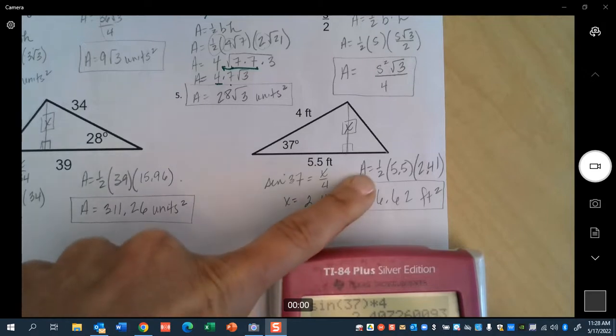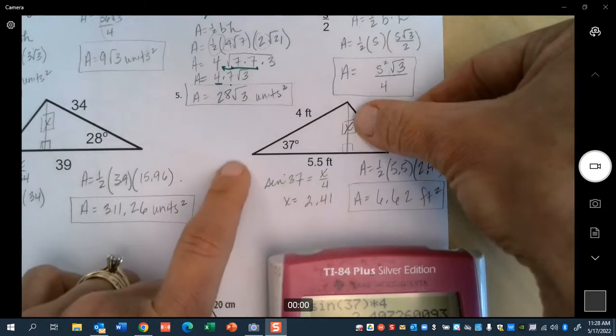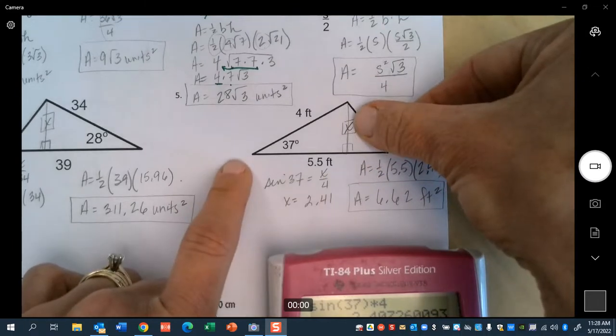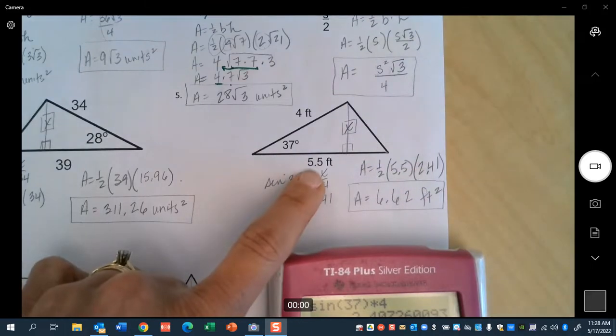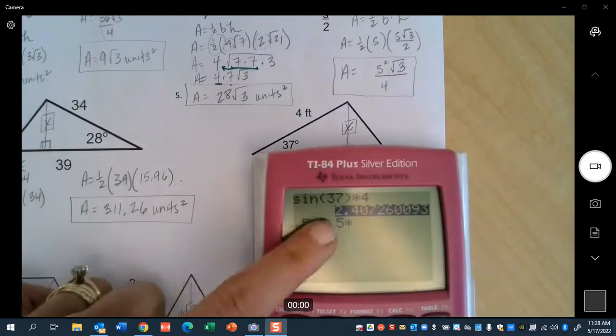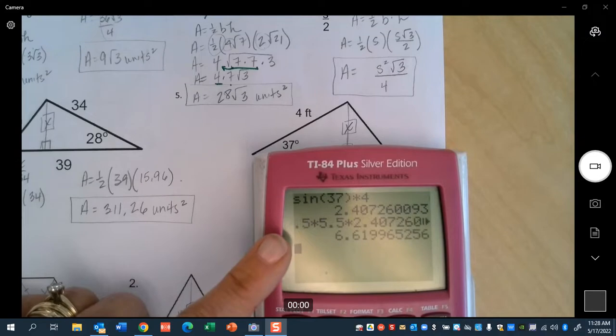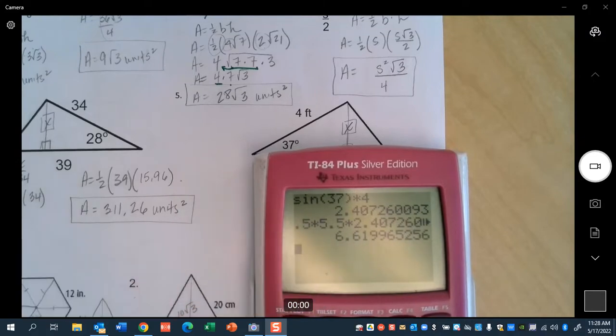And then when I plug that in towards 1, that's going to be the measure of my height, right? So my area is 1/2 times my base times my height, and my height was this here. So I can just move up on the calculator and enter that in. So I get 6.62. And that's just because I like to keep these values in my calculator.